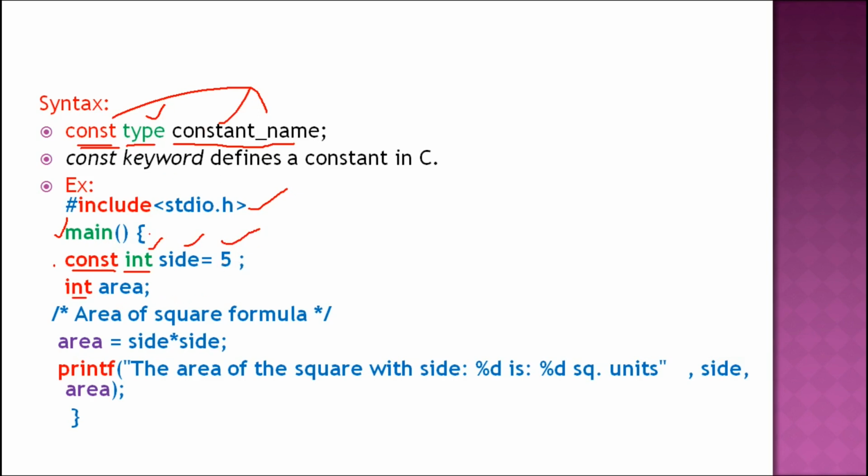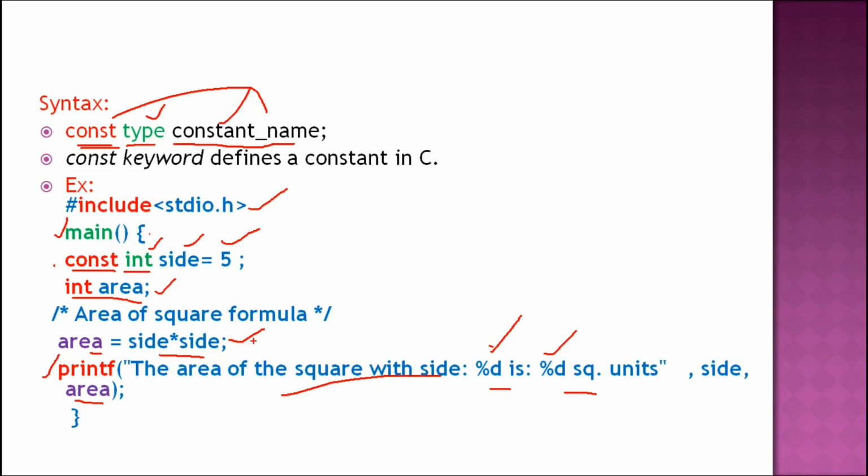And in this we give the integer area, and we will perform this in the program. The formula for the square is area is equal to side into side, and we print the area of the square. The output is in the form of side is equal to an integer, as well as the area of the square is equal to an integer value.